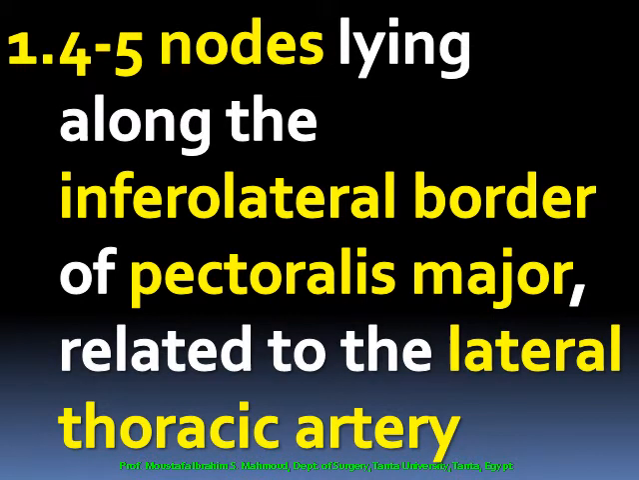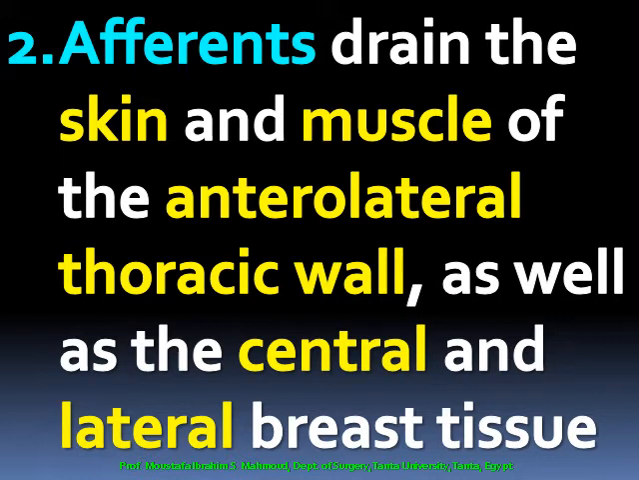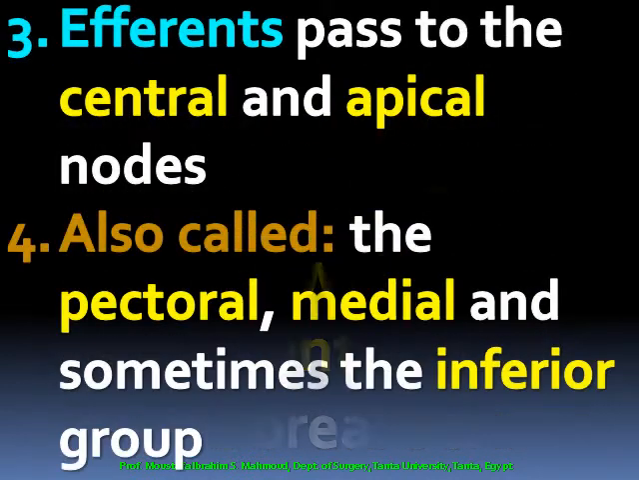Anterior breast lymph nodes: 4 to 5 nodes lying along the infralateral border of the pectoralis major, related to the lateral thoracic artery. The afferents drain the skin and the muscles of the anterolateral thoracic wall, as well as the central and lateral breast tissue. The efferents pass to the central and apical nodes, also called the pectoral, medial, and sometimes the inferior group.